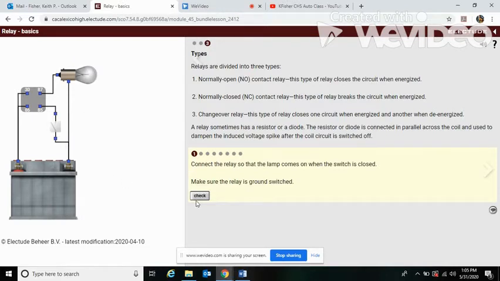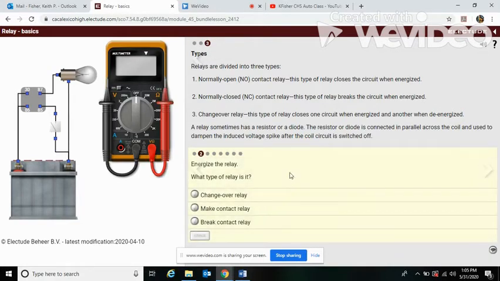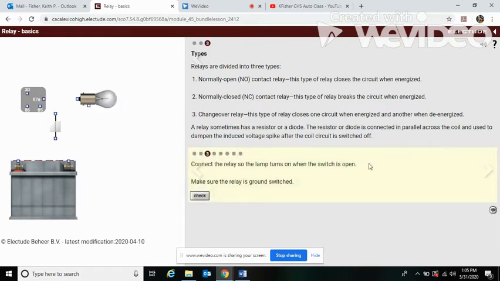Now this is asking, energize the relay, what type of relay is it? So it has to make contact for the light to turn on. So that last one was a normally open contact relay.